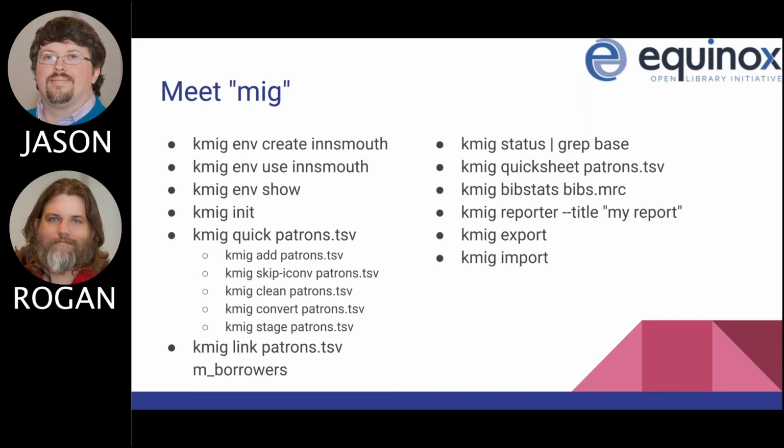MIG link, that's what associates an incoming source file with an existing production table, and if it doesn't already exist, it will do that whole create borrowers-like table thing when you specify it here. So this makes those more useful staging tables for you, but it's optional. You don't have to associate a staging table with a production table.